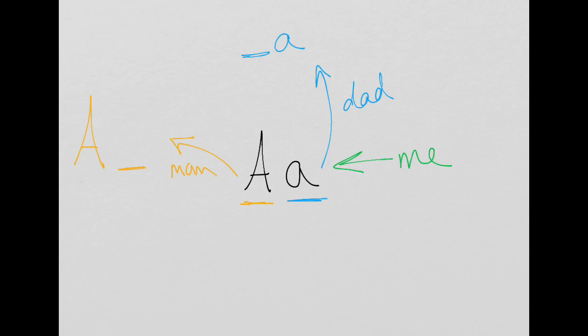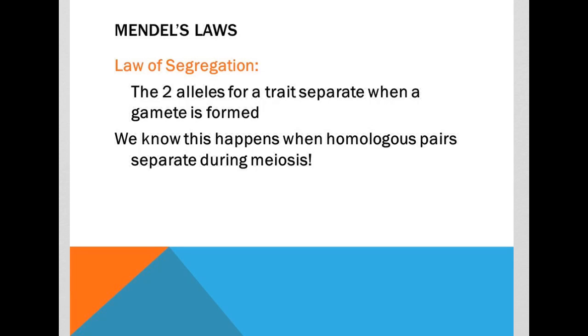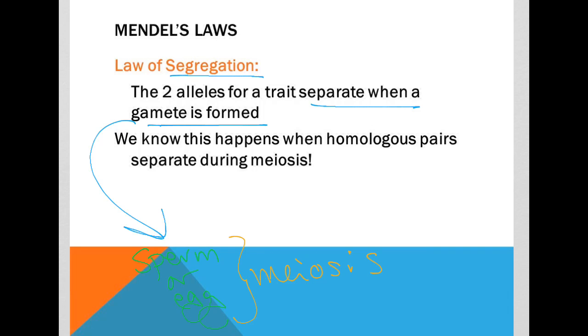And this is something that Mendel discussed in his second law, the law of segregation. When I think of segregation, I think of separating. The law of segregation states that the two alleles for a trait that somebody has separate when a gamete is formed. And remember, a gamete is a sperm or egg cell, and we make these during meiosis. That's what the law of segregation says: the two alleles for a parent separate when creating the gamete.